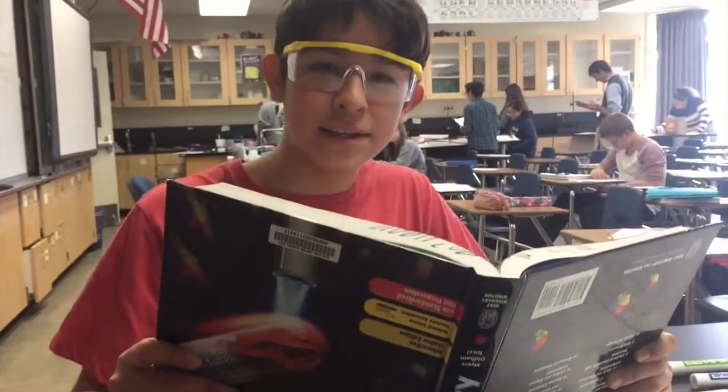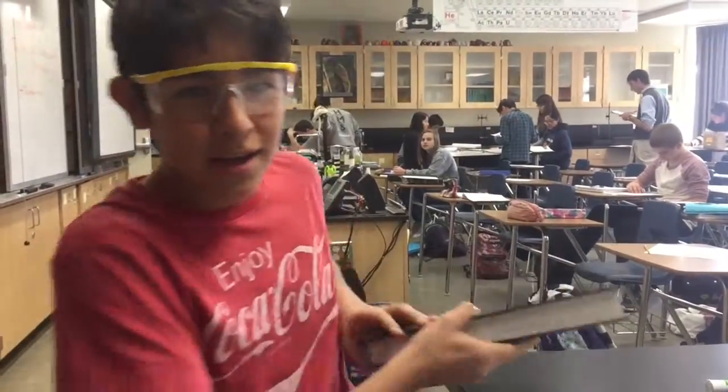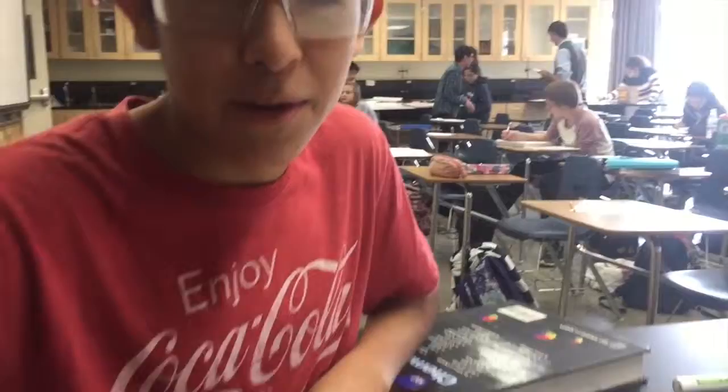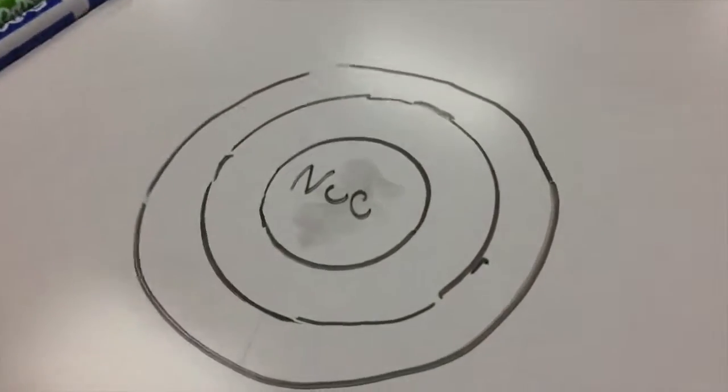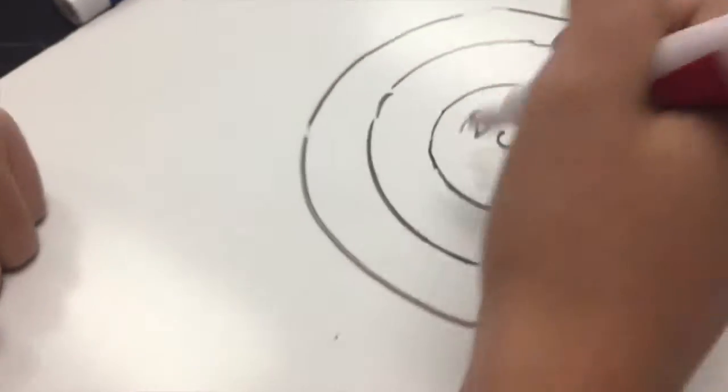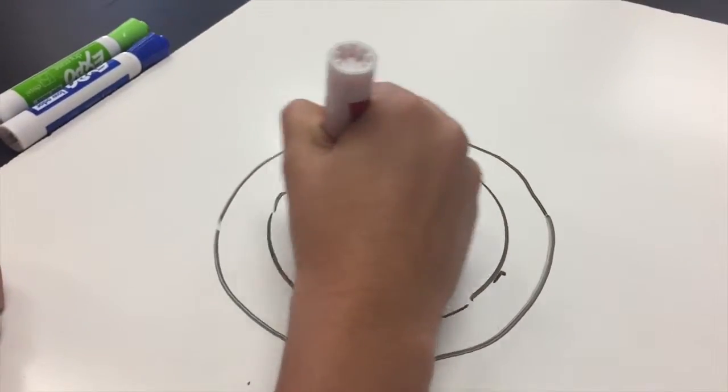Oh hey, didn't see you there. Let's learn a little bit about an atom first. And let's draw one here. Right here is the nucleus, and this is a Bohr diagram. Protons are the positive.